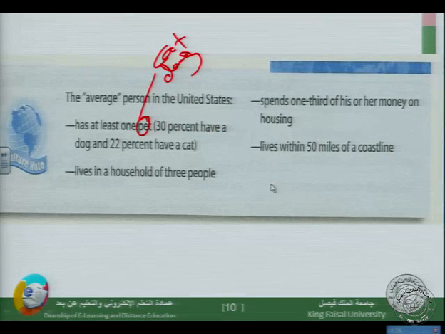The average person in the United States spends 1/3 of his or her money on housing. Imagine, housing is very expensive over there. Yeah, housing is very expensive in the United States. The average person in the United States lives within 50 miles of a coastline. You know what the coastline is? Those areas that are next to the coast, next to the ocean, next to the water. They're called coastline cities or towns. So the average person in the United States lives within 50 miles of a coastline. 50 miles is around 120 kilometers. Over there, people use miles instead of kilometers.